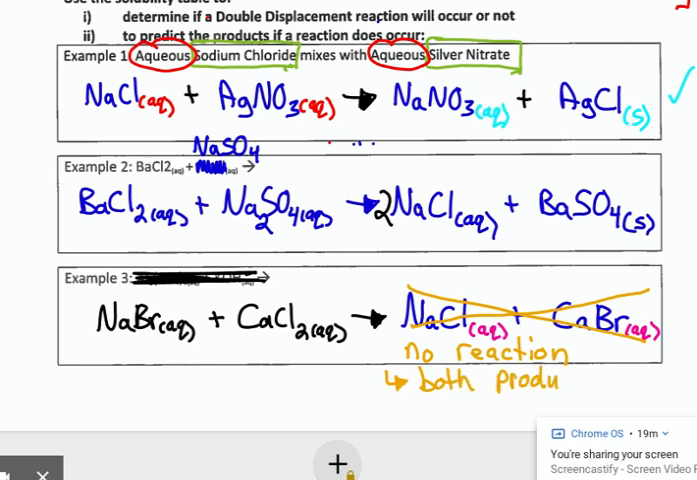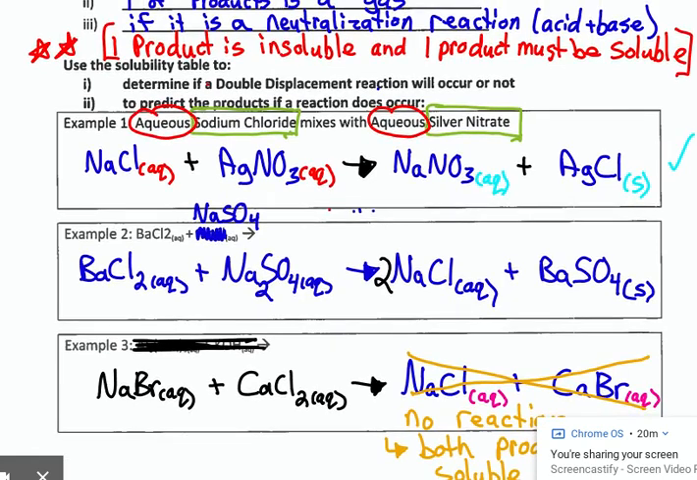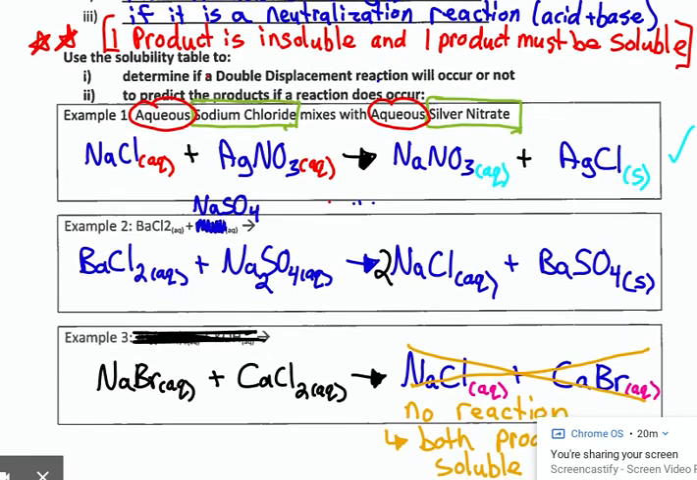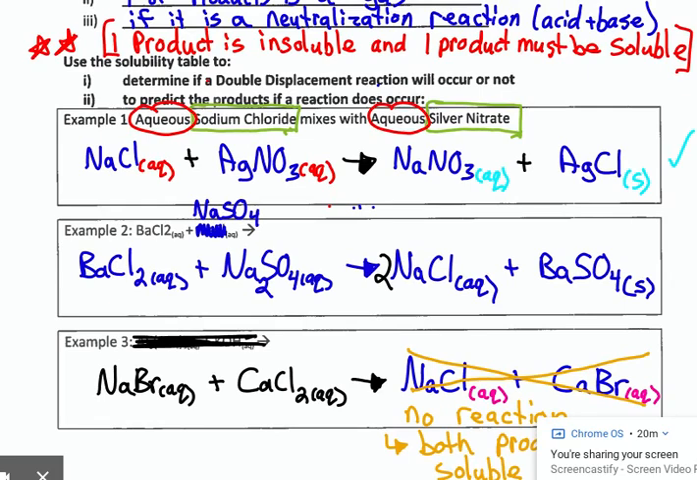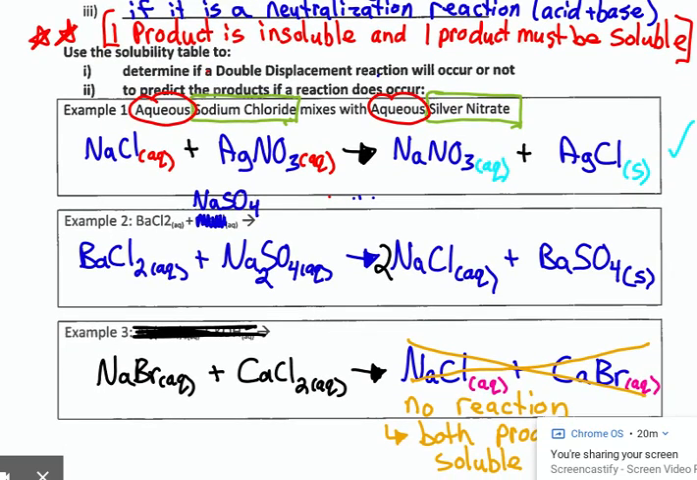So this is an example where a reaction does not actually happen because it does not make a compound that is a precipitate. Okay, so that's the end of looking at predicting products and whether or not we would get a double displacement reaction to happen. Remember, the biggest learning for this is up here in red. One product has to be insoluble and the other product must be soluble in order for a double displacement reaction to happen. Okay, so that's it.